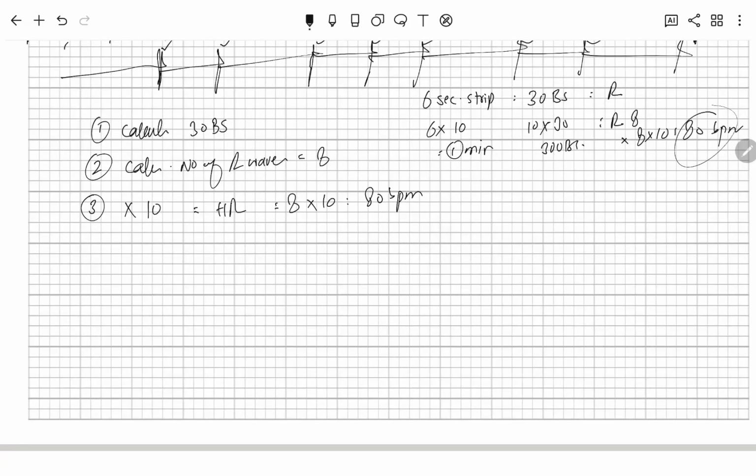Let me show you again. Here this is the P wave, then we have the PR segment, then the QRS complex, then the T wave, then again we'll have the P wave, and that's how we're going to proceed further, right? So we have to calculate the rate between two R waves. So basically we are calculating ventricular rate, right?